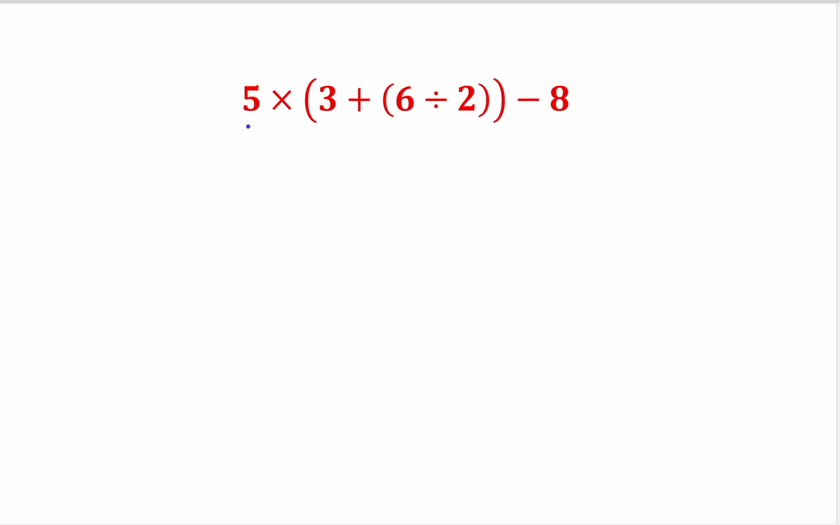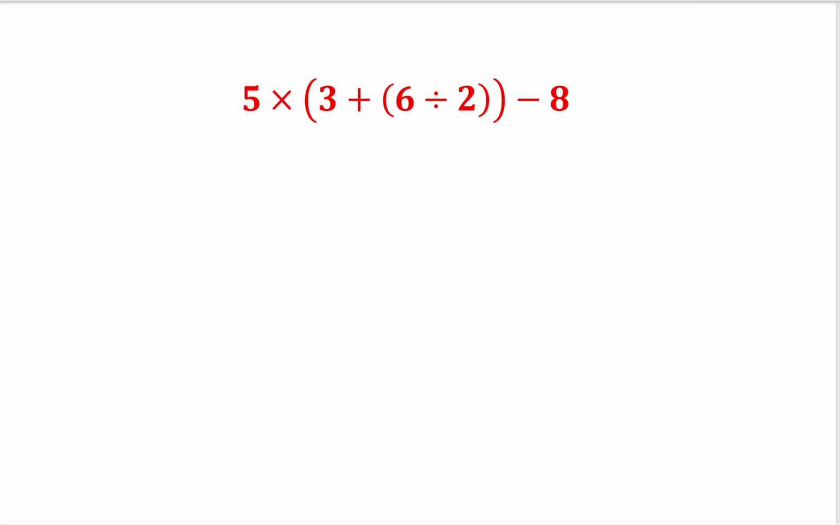So here the given expression is 5 multiplied by bracket 3 plus an inner bracket 6 divided by 2, bracket complete, outer bracket complete, minus 8. So this expression is solved according to the order of operations. How do we answer this expression?